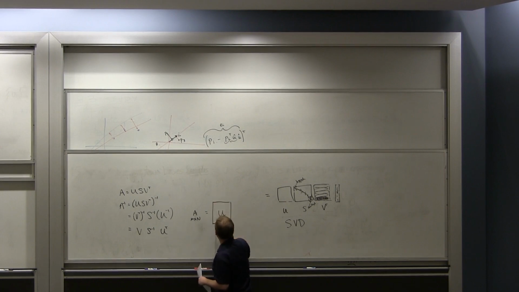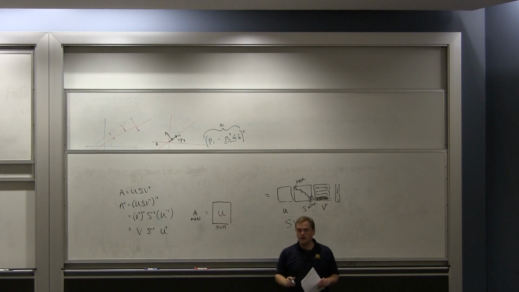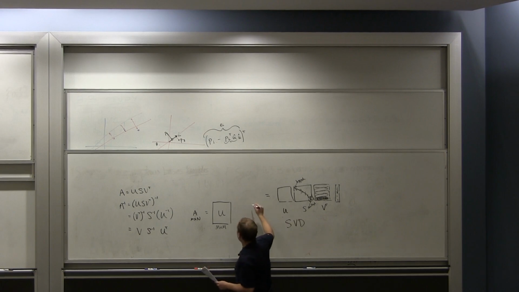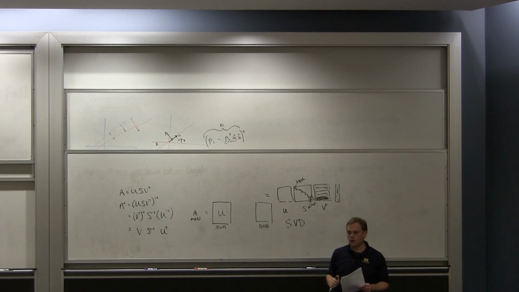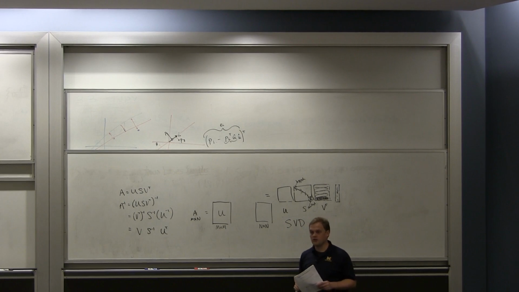U is always going to be m by m. It's going to be a set of basis vectors for an m-dimensional space. Similarly, V will always be n by n. Right? It's going to give you an orthonormal basis for an n-dimensional space.